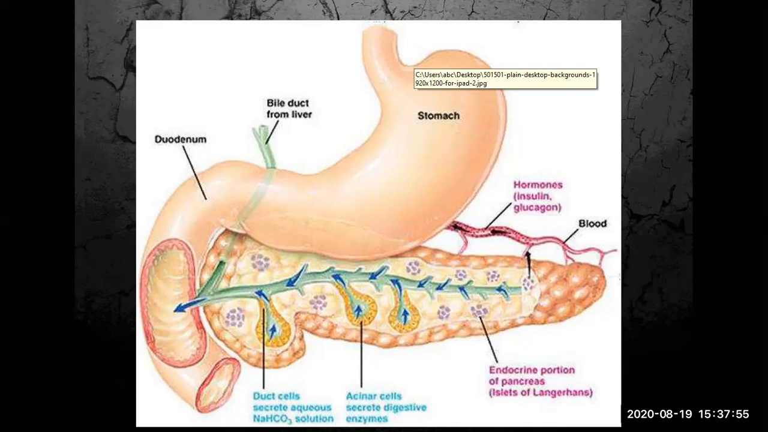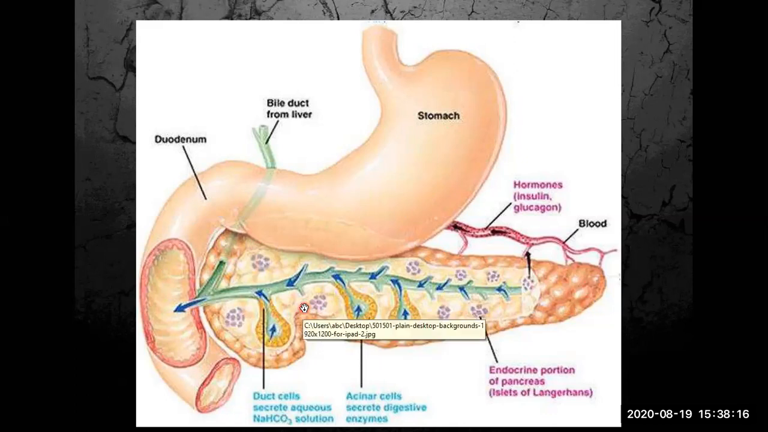Pancreas is a dual gland. The location of this gland is in the loop present between the stomach and the duodenum, part of the small intestine. You can see this picture. In this loop, the pancreas is present, and the pancreas is a dual gland.